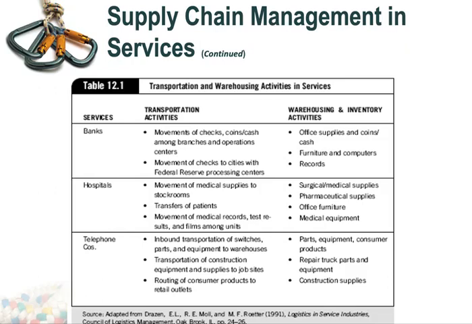More details: this is transportation and warehousing activities in services. For example, services in banking. What are transportation and warehousing inventory activities? These are two things very general in supply chain processes, right? In banking, the transportation activities consist of movement of checks, coins, and cash among branches and operation centers, and movement of checks to cities with Federal Reserve processing centers.